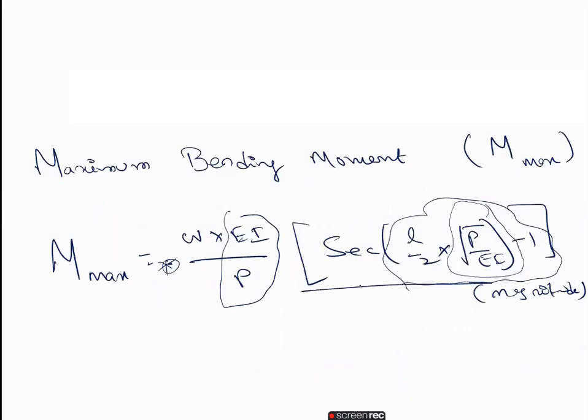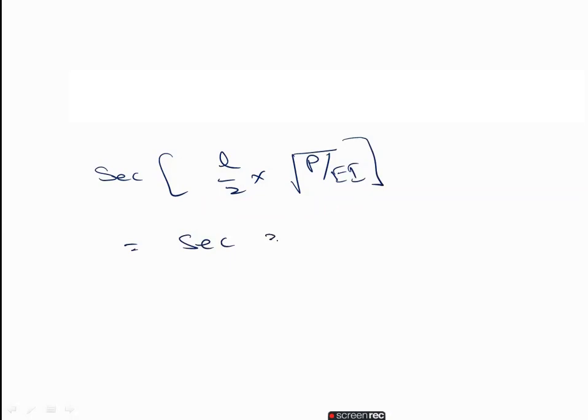Now in this formula, what it is saying is secant of L by 2 into square root of P by EI. Now I will calculate that one. Secant of L by 2 into square root of P by EI, that is nothing but secant 38 degrees. So you will get 1.269.